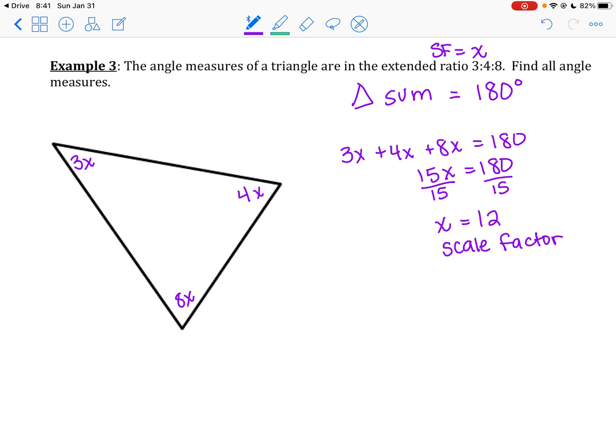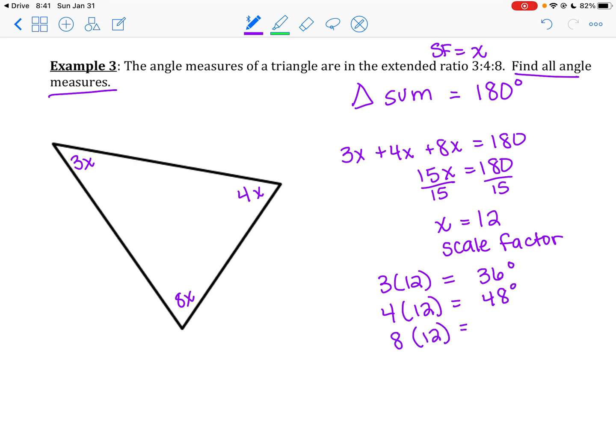This problem said to find all of the angle measures though. So if I do 3 times the scale factor of 12, that's going to give me 36 degrees. Then I do 4 times the scale factor of 12, which will give me 48 degrees. And the last one was 8 times the scale factor of 12, and 8 times 12 is 96 degrees.